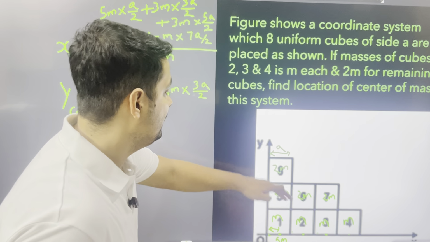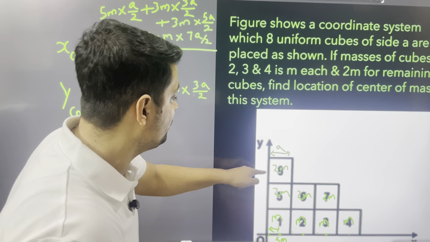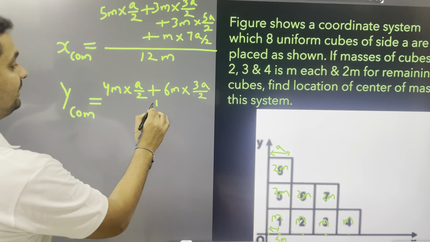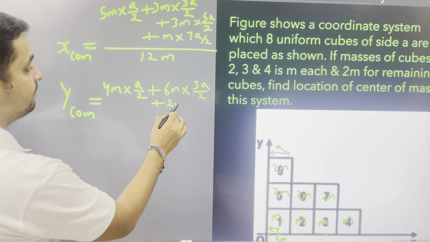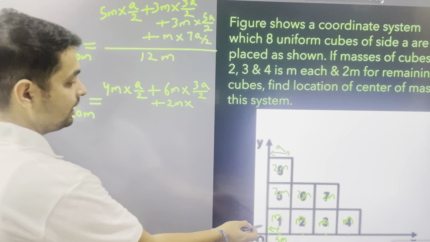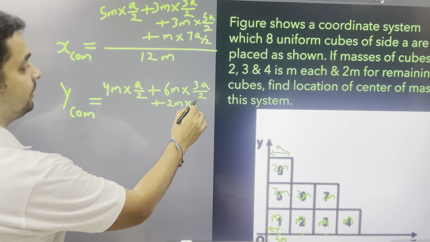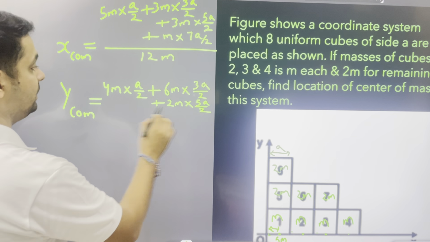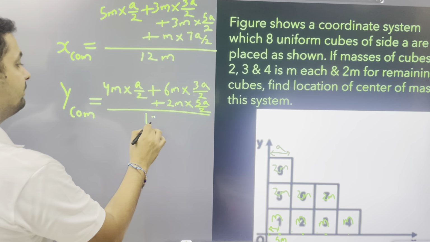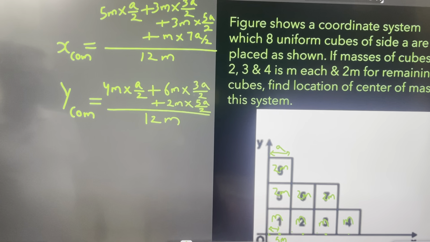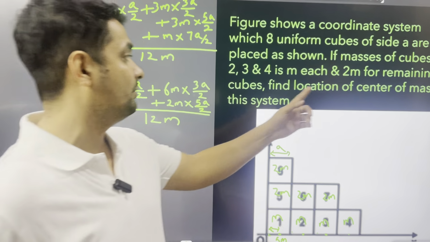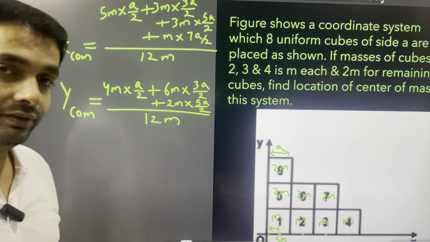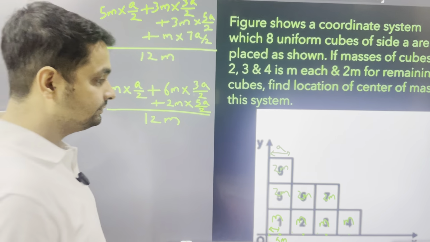2m, its physical center is a by 2 from here. From here it is 2a plus a by 2. So plus 2m into 2a plus a by 2, this is 5a by 2, divided by 12m. You will solve this, you will get the y center of mass. The question is asking to find the location of the center of mass of the system, that is the x center of mass and the y center of mass. So we'll go for the next problem.